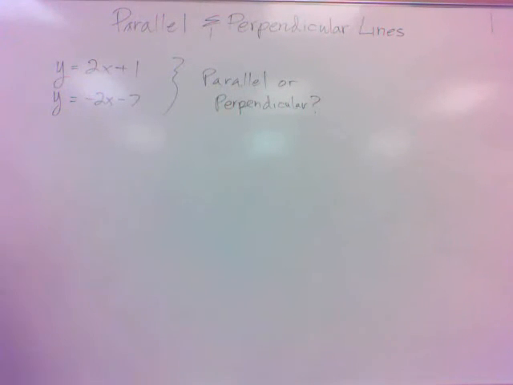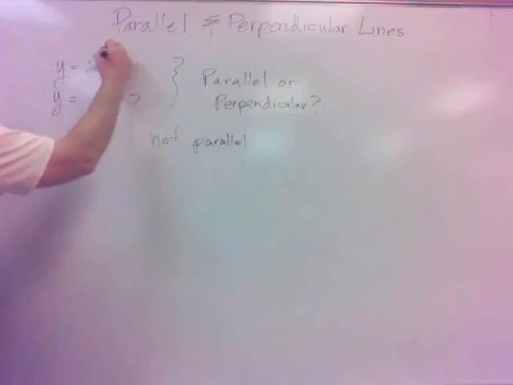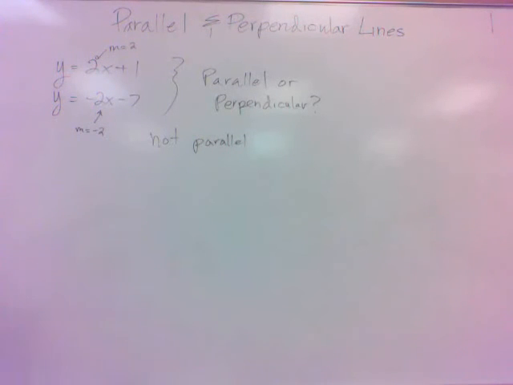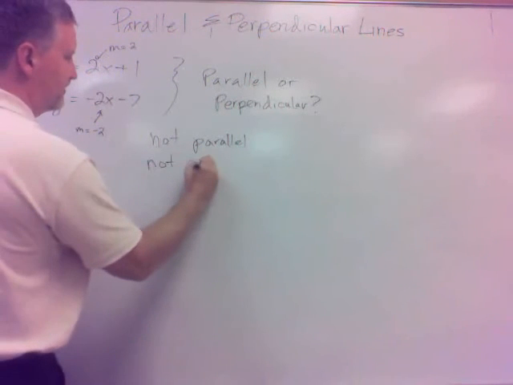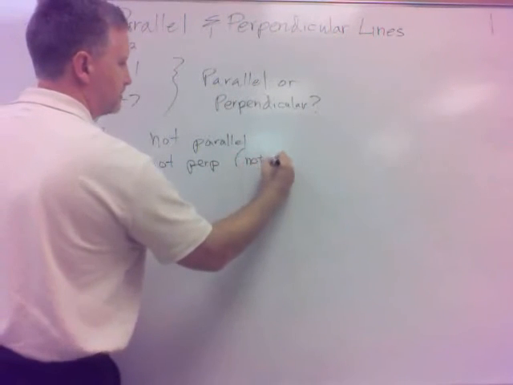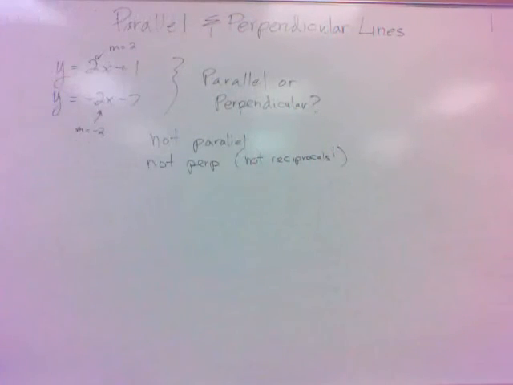Well, are they parallel? No, obviously not, because this one has a slope of 2. This one has a slope of negative 2, doesn't it? So for parallel, they have to be equal. What about perpendicular, though? Are they perpendicular? They're opposite, but what's wrong? Not reciprocal. Yeah, these are not perpendicular either. They're opposite, but they're not reciprocals. It has to be both to be perpendicular, okay? All right, so be on the lookout for that. They'll try to trip you up, maybe something like that.